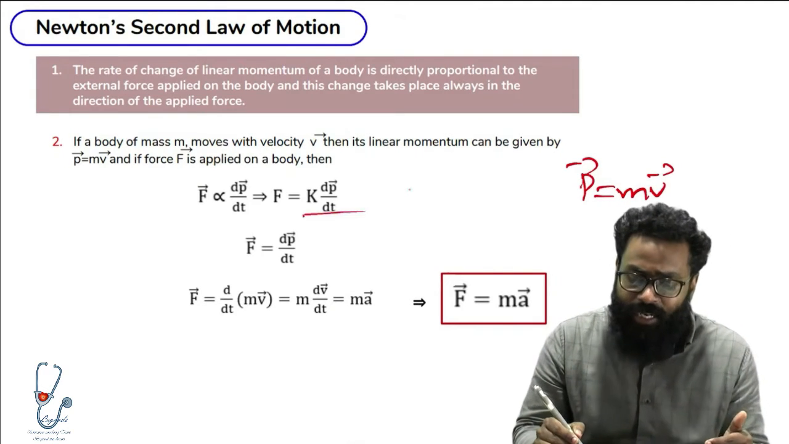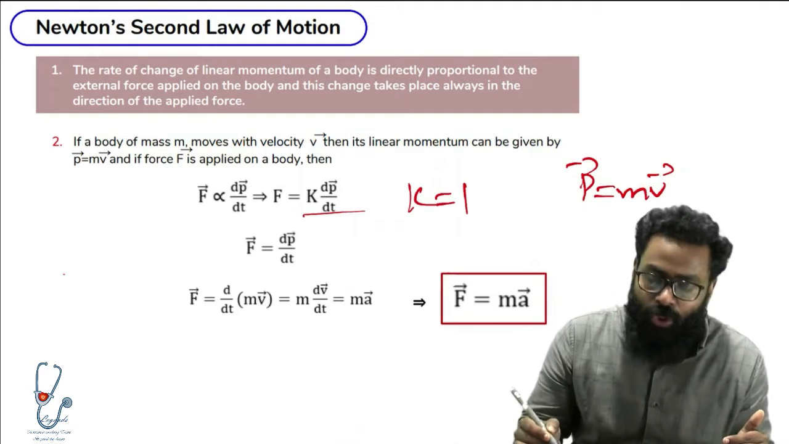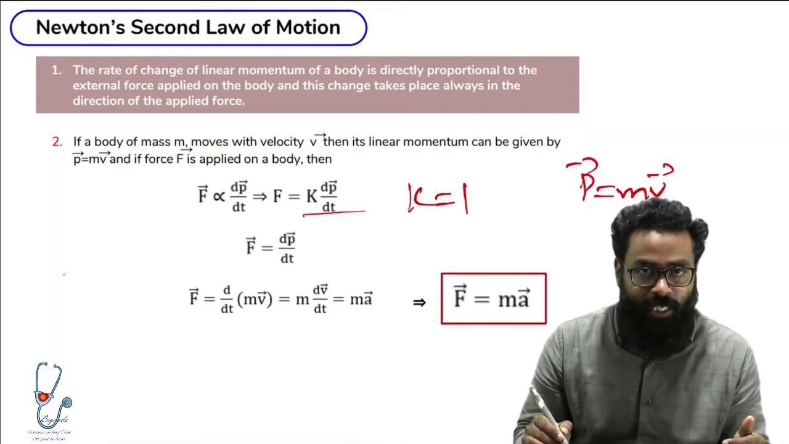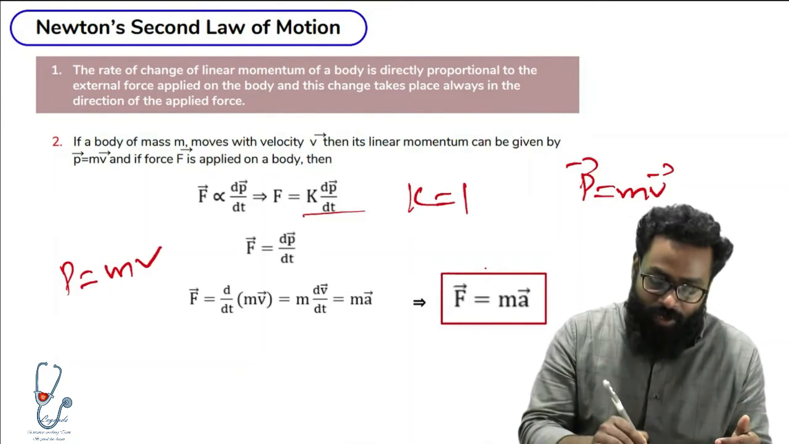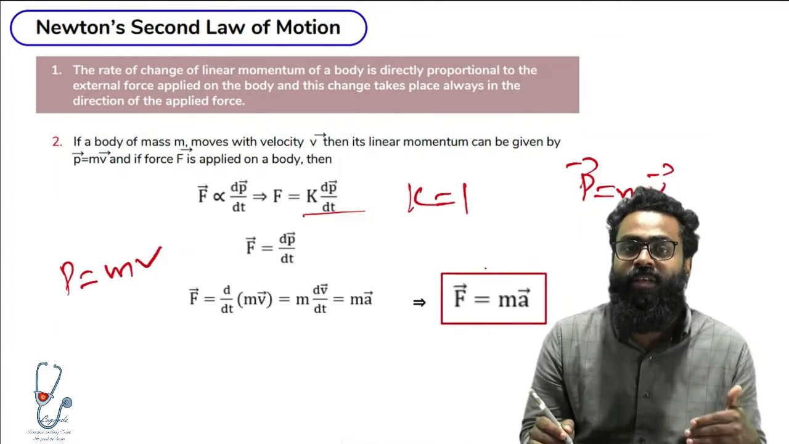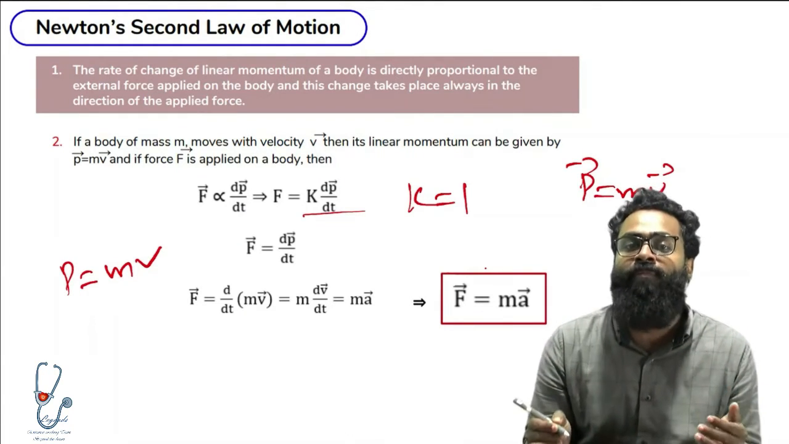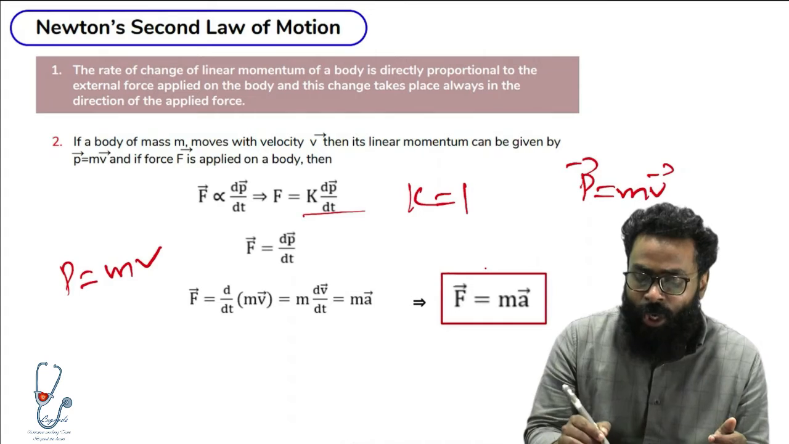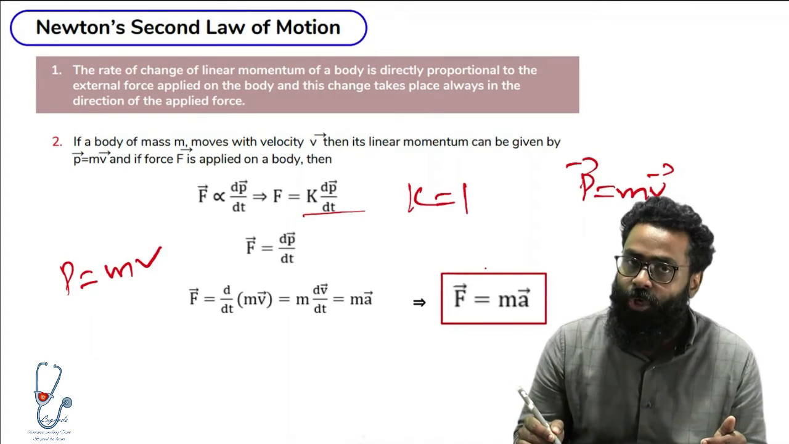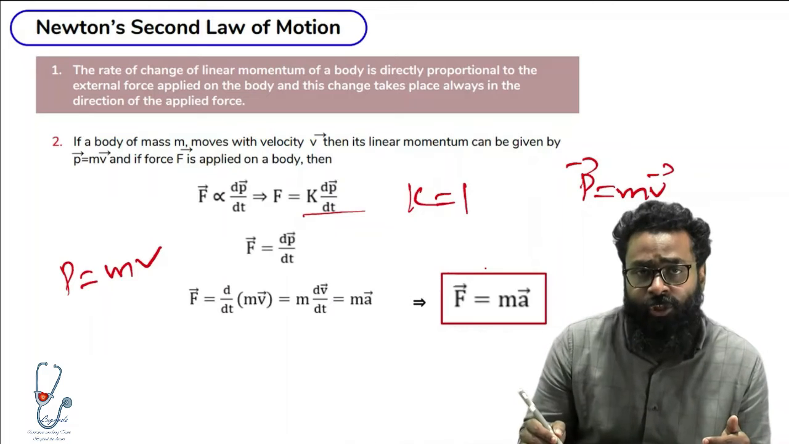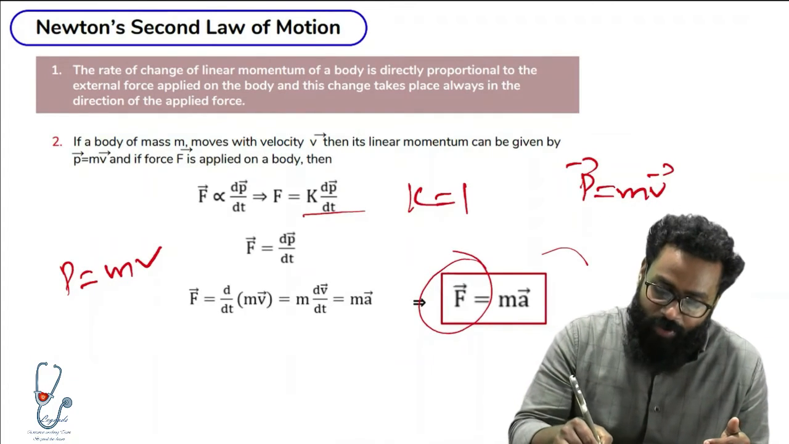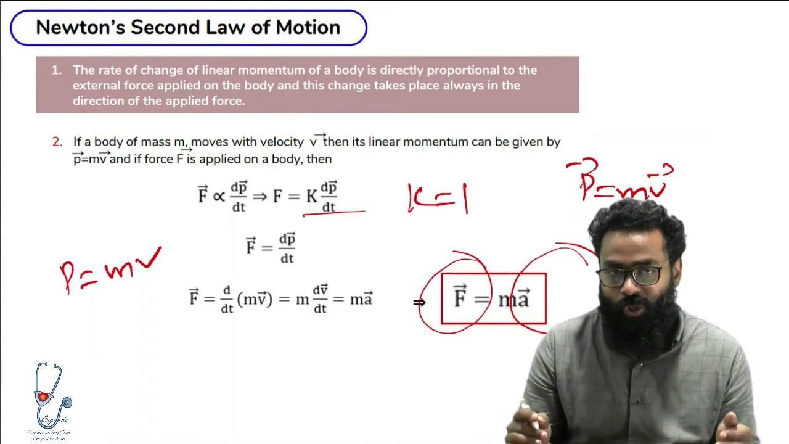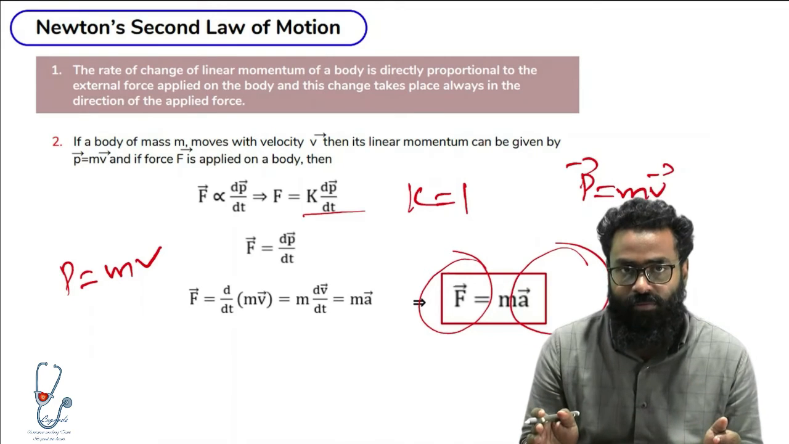Okay, F is equal to k dp by dt, and when we assume k is equal to 1, we can write that F is equal to dp by dt. And we know that p is equal to mv, then the equation is rewritten as F is equal to d by dt of mv. Okay, and it is equal to m into dv by dt, that is equal to ma. F is equal to ma, where we know that force is a vector quantity and acceleration is also a vector quantity. So this is the derivation of the second law of motion.